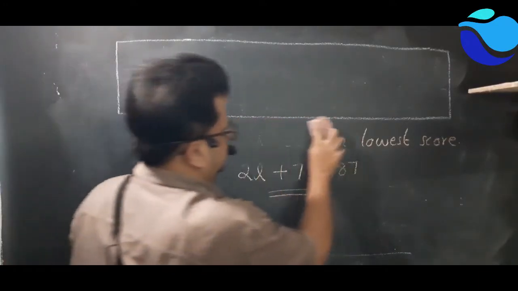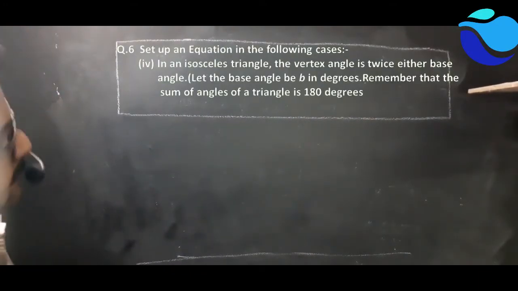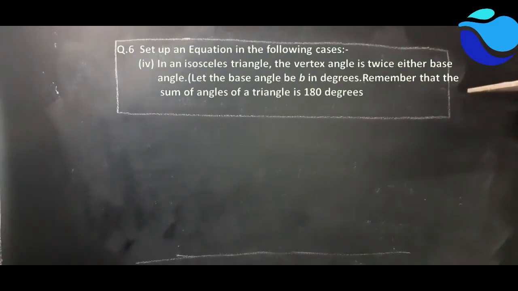The last question. In an isosceles triangle, the vertex angle is twice either base angle. Let the angle be B in degrees. Remember, the sum of angles of a triangle is 180 degrees.